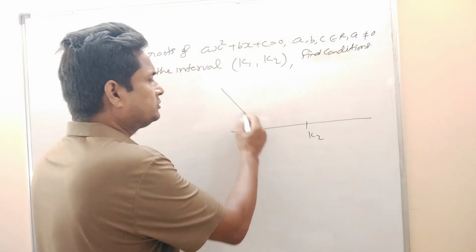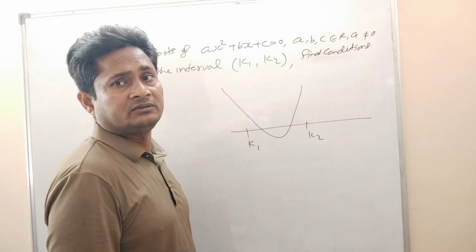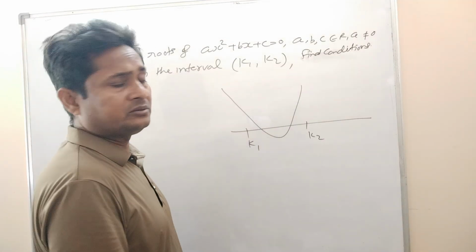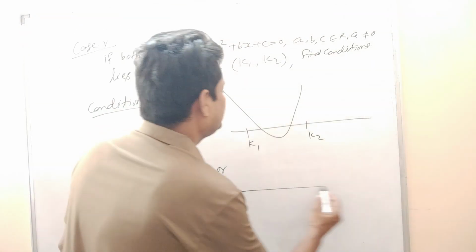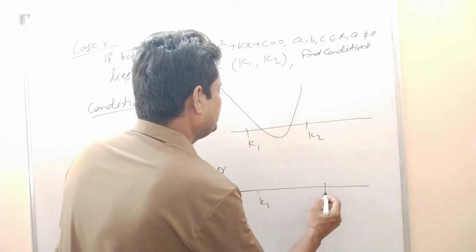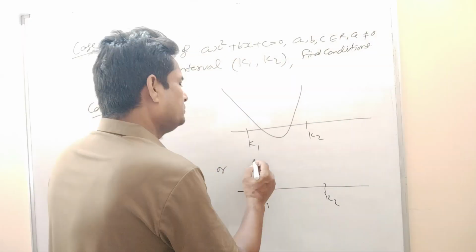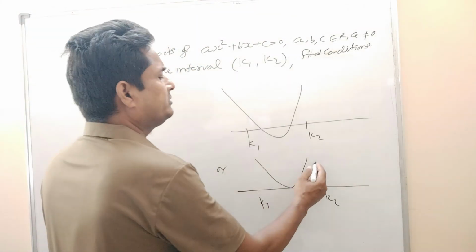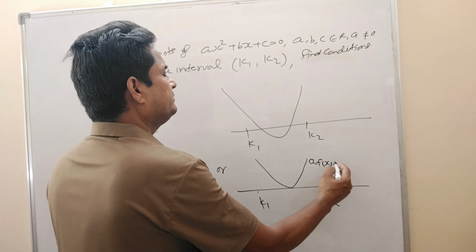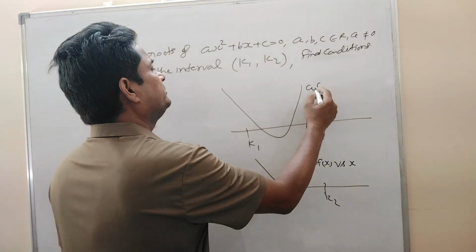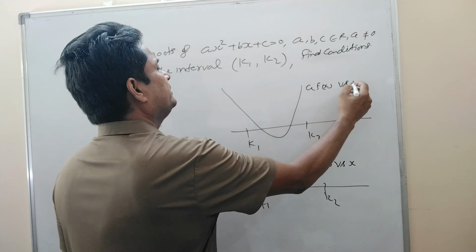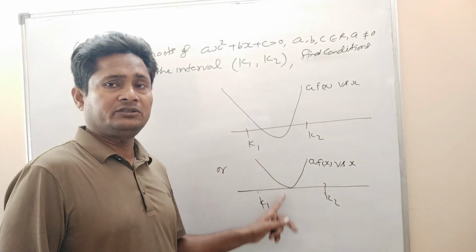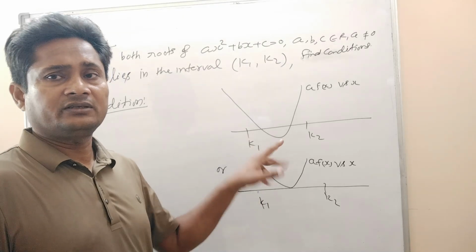So roots may be distinct, then both roots can be between K1 and K2. Or what can be the other case? If K1 is this one and K2 is this one, then the roots can be equal. This case is also possible if we draw the graph of A times f(x) versus x, right? So first of all, there can be these two cases satisfying the conditions.